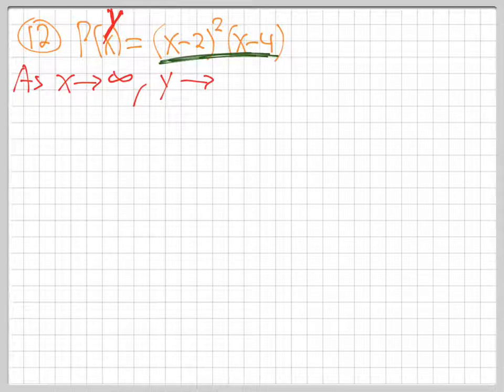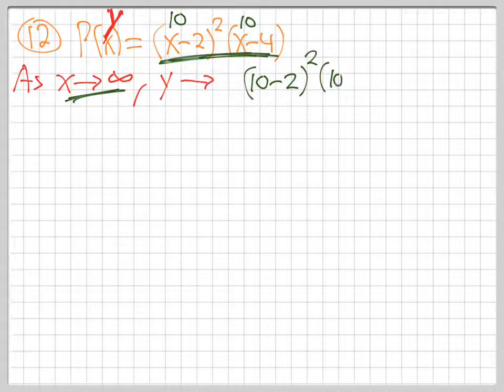So we want to take this function here, and we want to think about plugging in bigger and bigger X values to it. You tracking with me? X is going to infinity. So we want to think, okay, what if I plug in a bigger and bigger and bigger X value? What's going to happen? Like, what if I plug in 10? I'm going to get 10 minus 2 squared times 10 minus 4, which is 8 squared times 6, huh? What is that? I don't know, but it's some big positive number. That's all I care about.